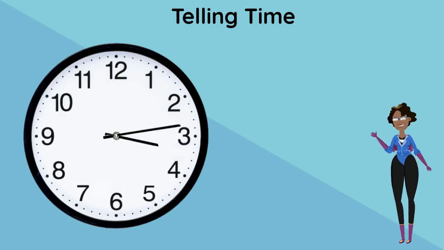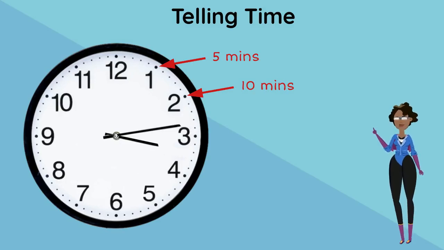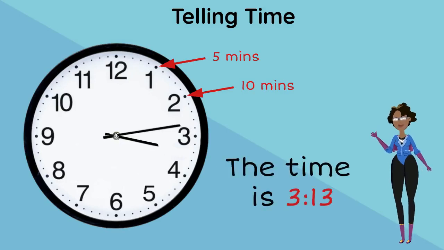Let's look at an example. Our shorthand is on 3, which tells us it's 3 o'clock, but our longhand is past 12, which means it's not 3 o'clock exactly. We have a few minutes past 3. But let's figure out how many minutes that is. The longhand is between the 2 and the 3. If you recall, between 12 and 1, that's 5 minutes because there are 5 dashes. Between 12 and 2, there are 10 dashes, so that's 10 minutes. So between 12 and where the longhand is, we have 13 dashes. So the time is 13 minutes past 3, or 3:13. Did you get that? Great.